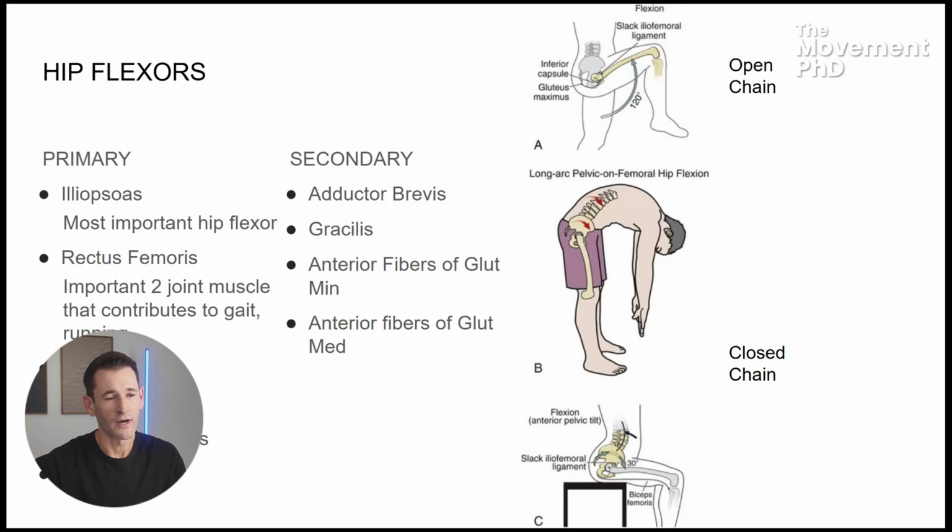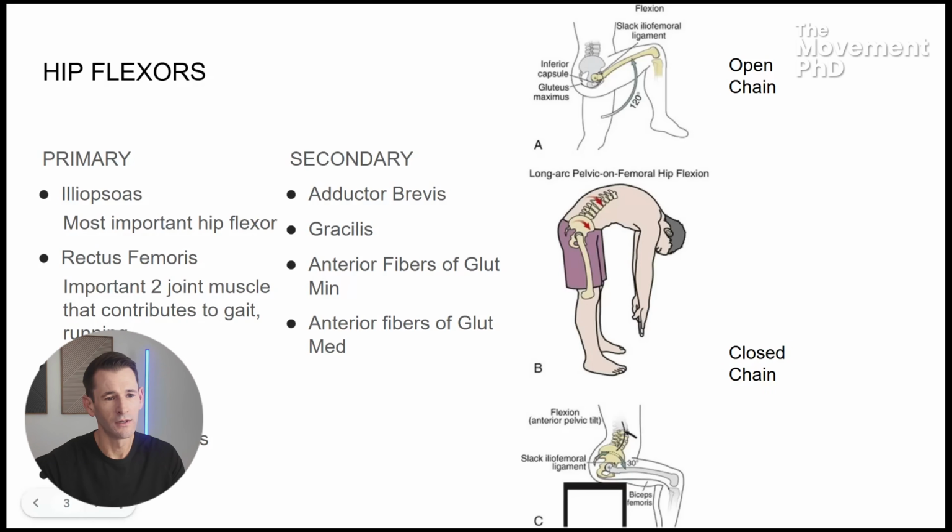Rectus femoris, this is our most important two-joint hip flexor, so it's involved in hip flexion and knee extension, which is a really important combination of movements for gait. So these are your two primary. Those two muscles are getting some help from some other muscles, like sartorius, TFL.